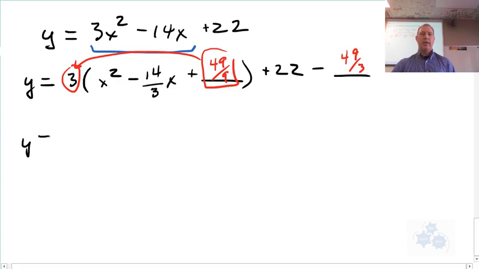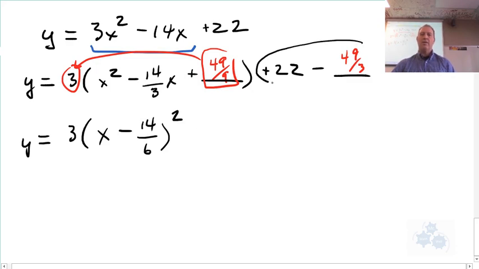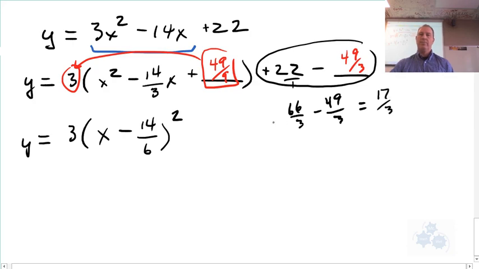Okay, so let's try and gather this all together. So 3, this is going to be x, and then that's a minus, so this is a minus. What is half of this? That was 14 over 6, all squared. Now I have to combine these terms. So 22, that's 22 over 1. Times 3 is going to be 66. So 66 over 3 minus 49 over 3 is going to be what? Okay, 17 over 3. So that's plus 17 over 3.